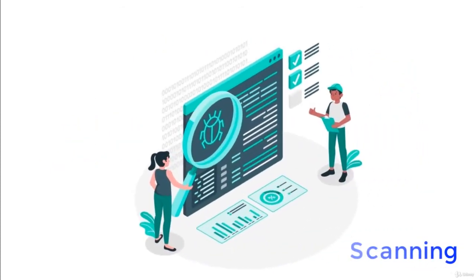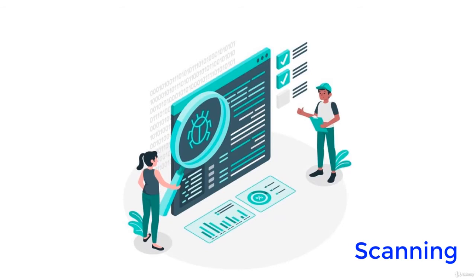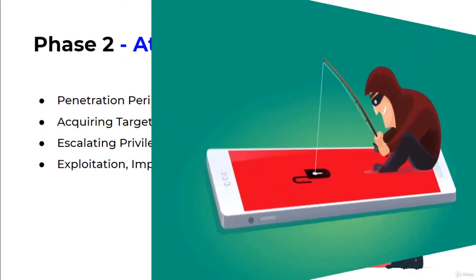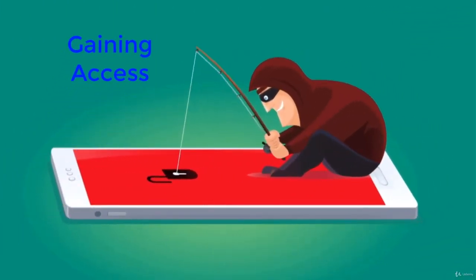The first one is scanning. Scanning is to understand how the target application will respond to various intrusion attempts. This is typically done using static analysis and dynamic analysis. The next is gaining access, that is acquiring target.